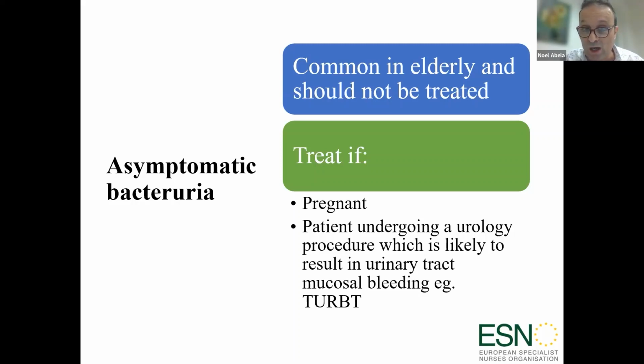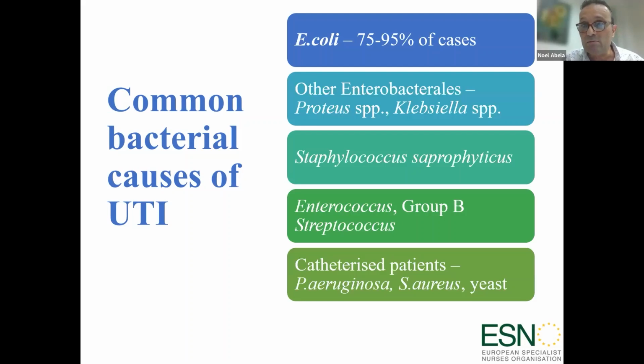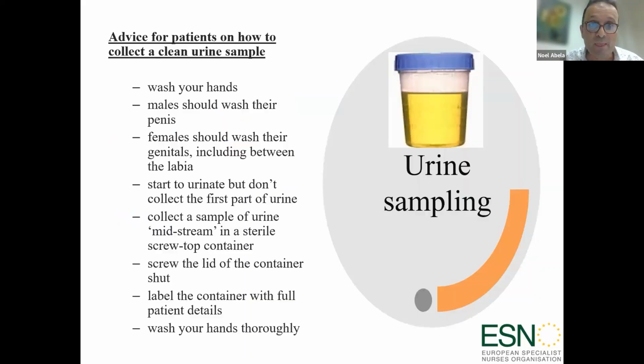An example is TURBT. Common bacterial causes of UTI: the most common is E. coli, which accounts for 70 to 95% of cases. Then there are other bacteria like Enterobacter, Proteus species, Klebsiella, Staphylococcus saprophyticus, Enterococcus, group B Streptococcus as well. And in catheterized patients, the most common are Pseudomonas aeruginosa, Staph aureus, and even yeast.